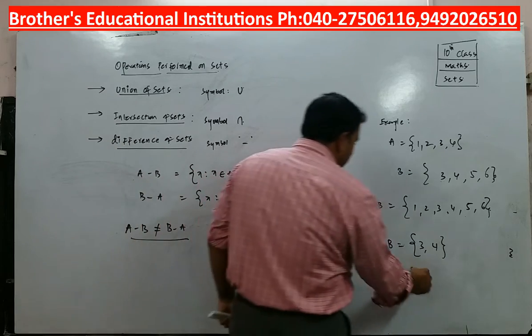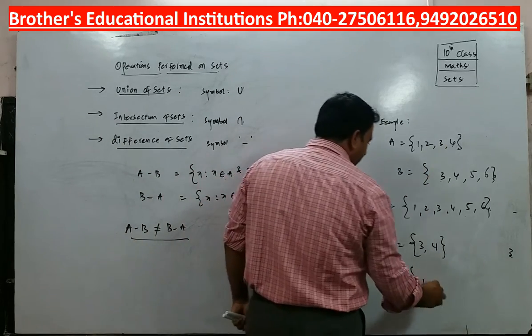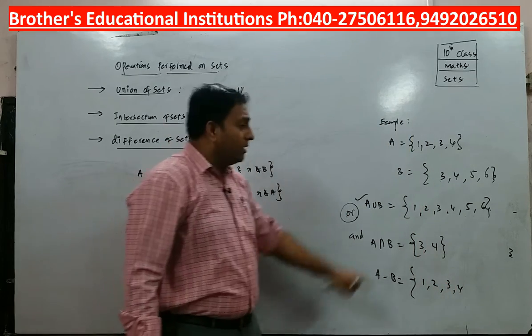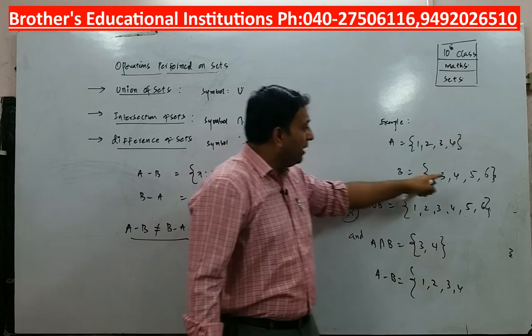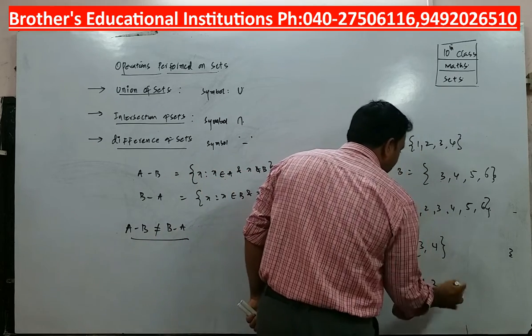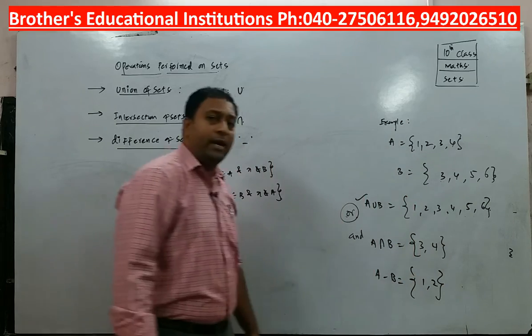what does the definition say? All those elements which are present in A, 1, 2, 3, 4, I write. But they should not be in B. Not be in B means what? 3, 4 is there in B. So I must remove this 3, 4 and simply write 1, 2. So that is my A minus B.